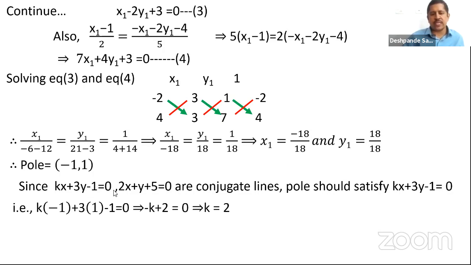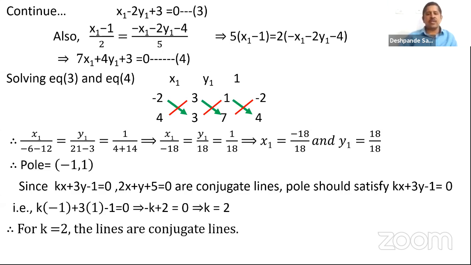Because these two lines are conjugate lines, the pole should satisfy the line kx plus 3y minus 1 is equal to 0. So in place of x, you're putting minus 1. In place of y, you're putting 1. So k into minus 1 plus 3 into 1 minus 1 is equal to 0. So it is minus k. 3 minus 1 is 2. So minus k plus 2 is equal to 0. So the value of k is 2. So for k is equal to 2, the two lines are conjugate lines.